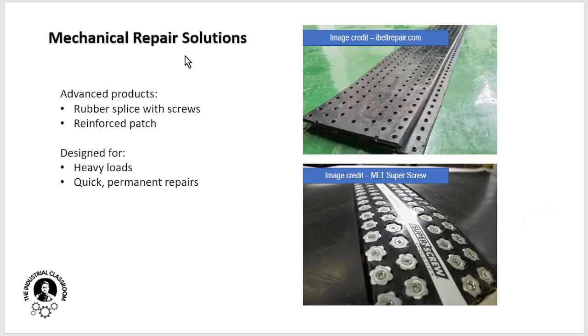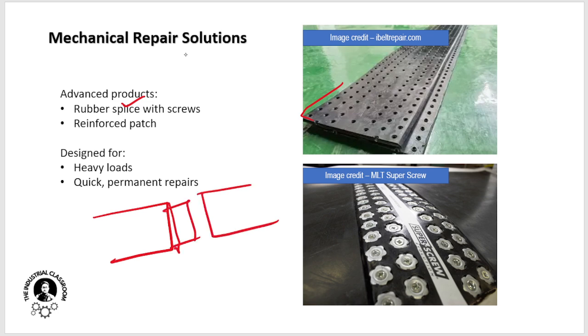See, I will show you some of the images for mechanical repairs. These are the rubber splice with screws. Okay, these are the splices. In the conveyor belt, you need to do the splicing. Okay, you have done the splicing here. In the old one also you have done the splicing. You put this mold here. Now I am putting a new one, this is the rubber splice screws.